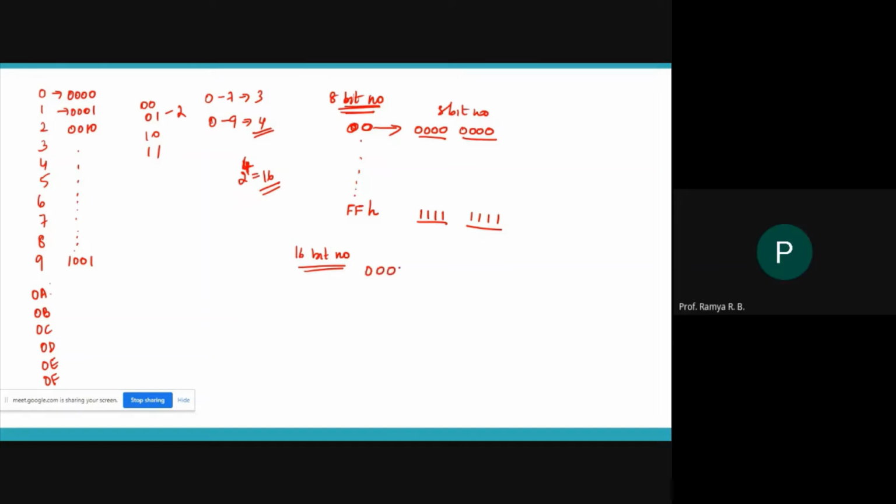4 times 0 to 4 times F. This will be my range. That means, look, this is not 0 1 0, it is this, to this. So if I want to represent a 20-bit number, what will my range go from?